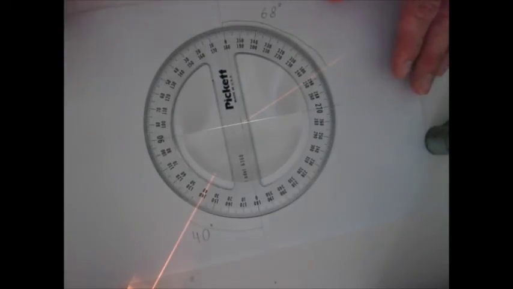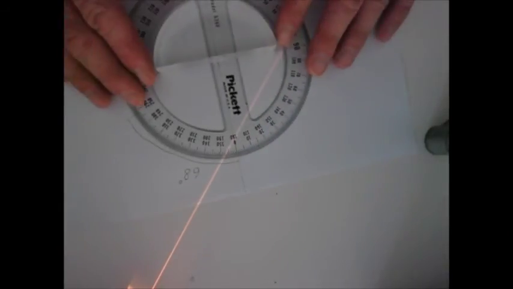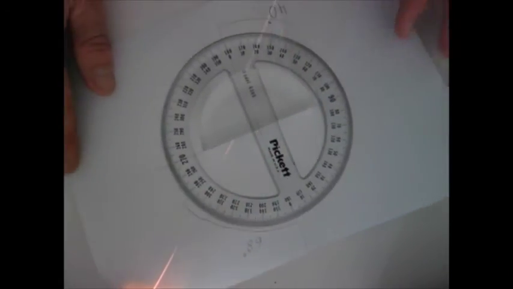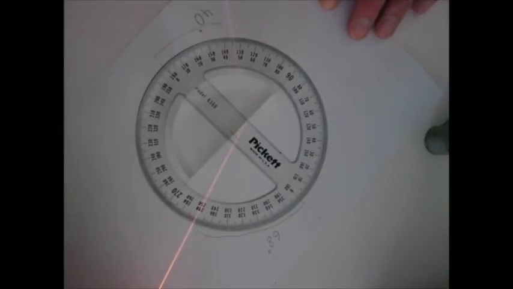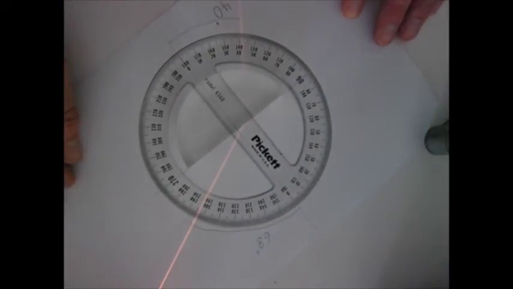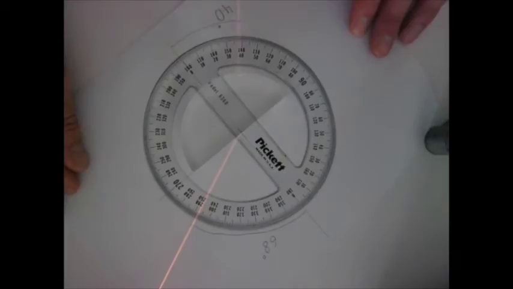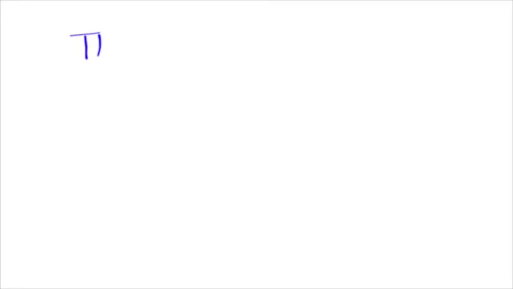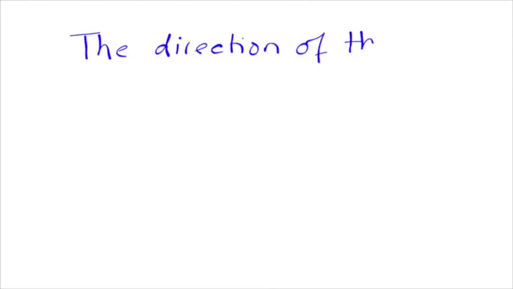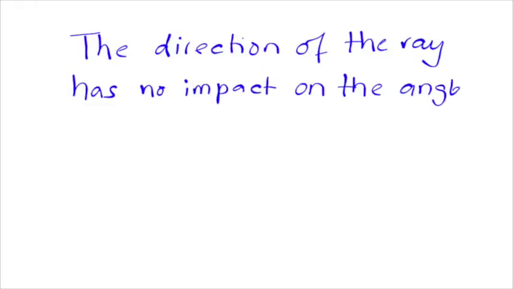Now I will reverse the direction of the light and let the ray travel from air into perspex. If I choose 68 degrees as my angle of incidence in air, I obtain 40 degrees as my angle of refraction in perspex. So the first observation is that the direction of the ray has no impact on the angles in the two media.